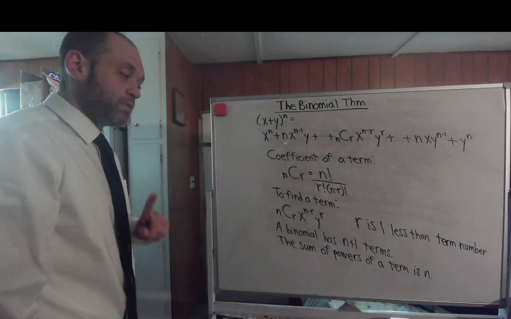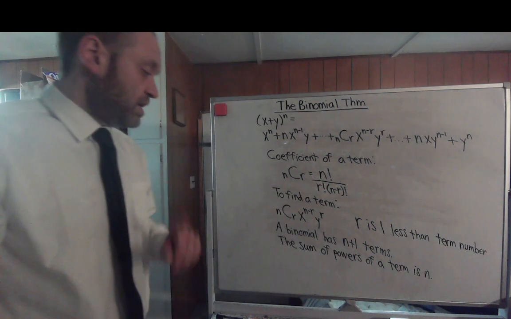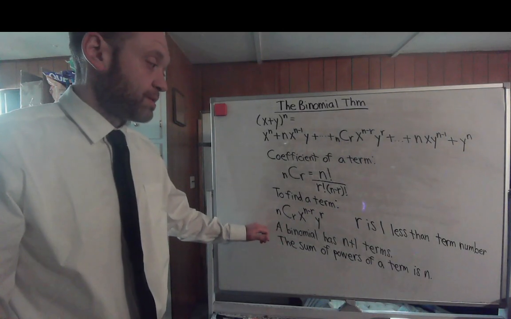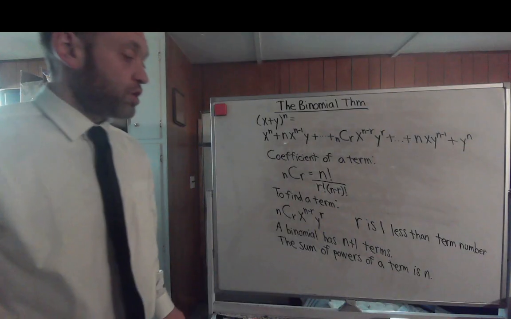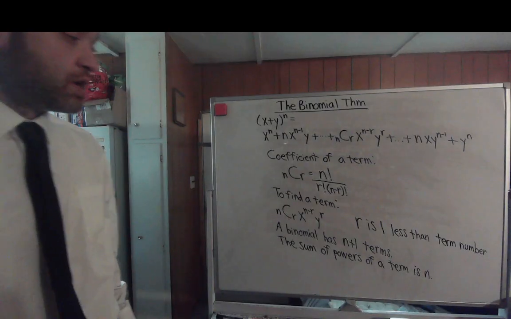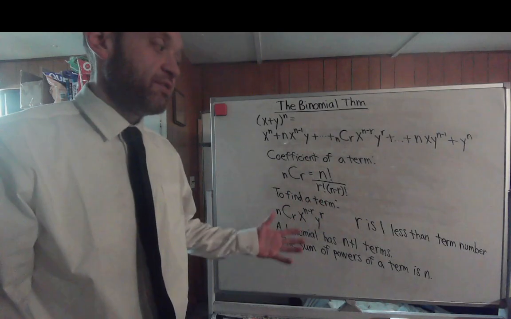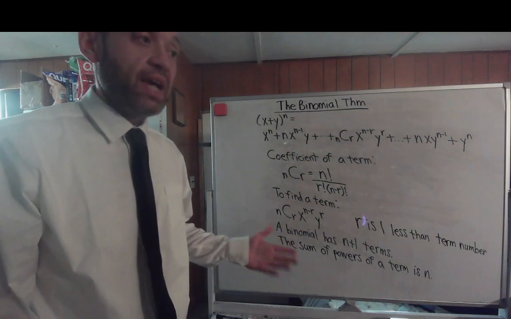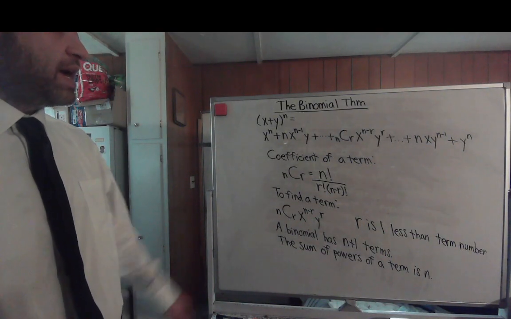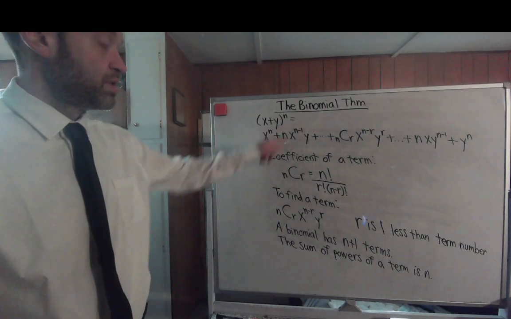So r is always one less than the term number you desire to seek. The reason for that is this. It's always because a binomial has n plus 1 terms. So r is always found by term number minus 1 to balance everything out, so you actually get the term that you seek. So if I had this to the 11th power, there would be 12 terms.